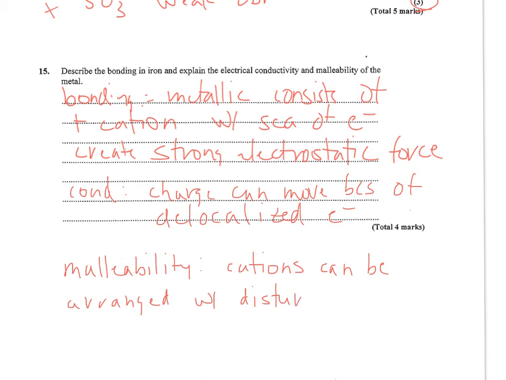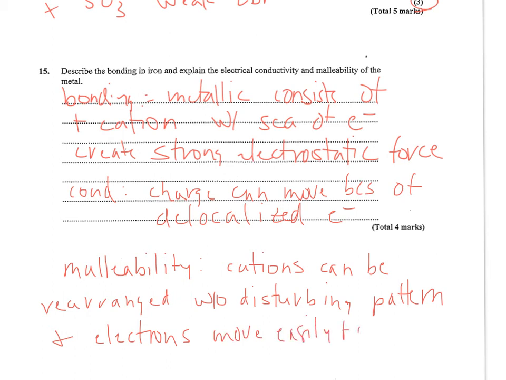Okay, so I'm going to say cations can be rearranged without disturbing the pattern or the lattice, and electrons move easily, and they're what we call non-directional. So they'll go wherever they need to be to help cut down on that repulsion between the cations.